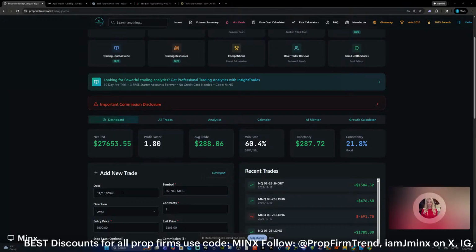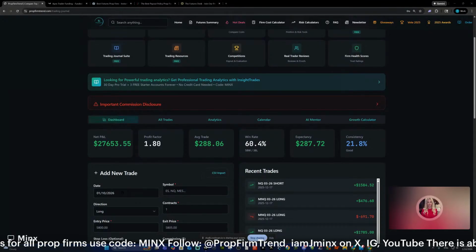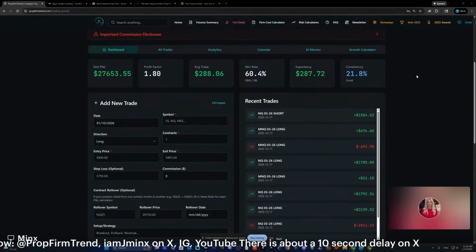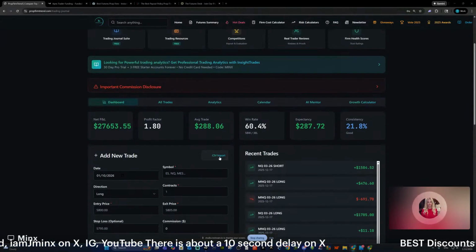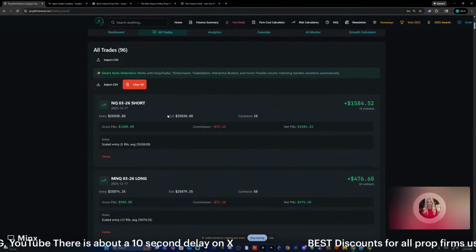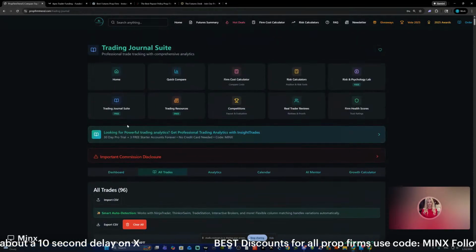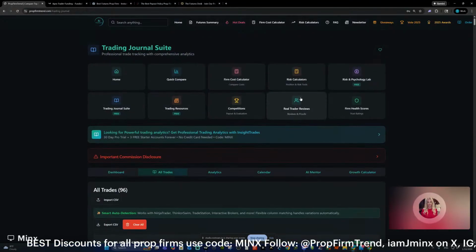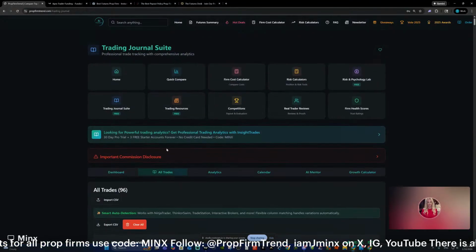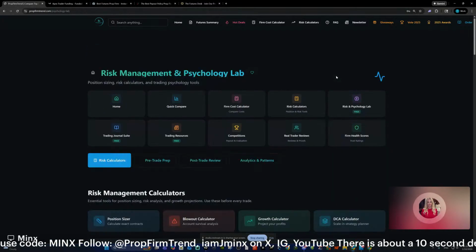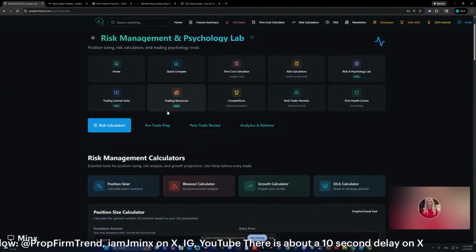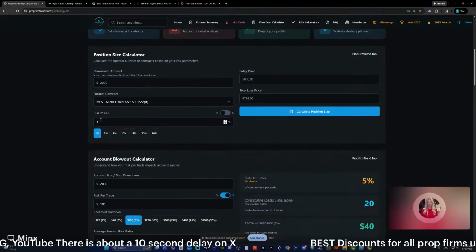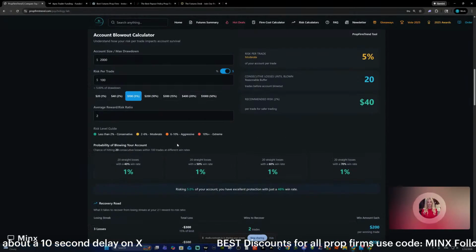All right, so let's get to, you can import your CSV, so you can also add your own trades, but this journal is free. One other thing that I wanted to show you guys was Risk and Psychology Lab, which basically is still going to have your position calculator, your account blowout calculator.